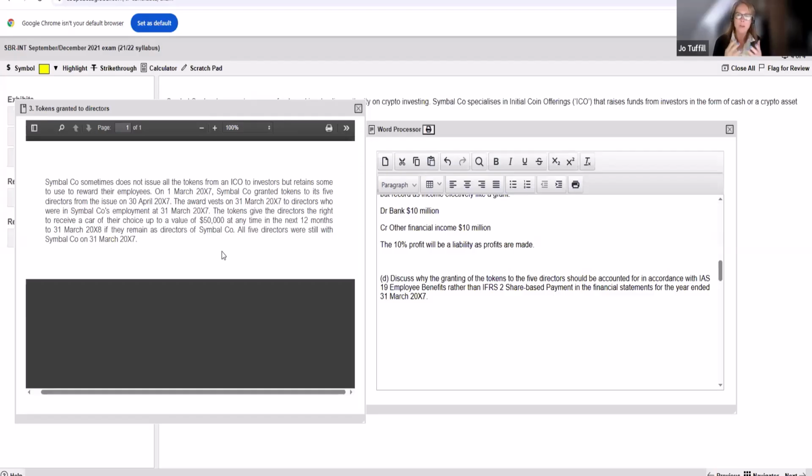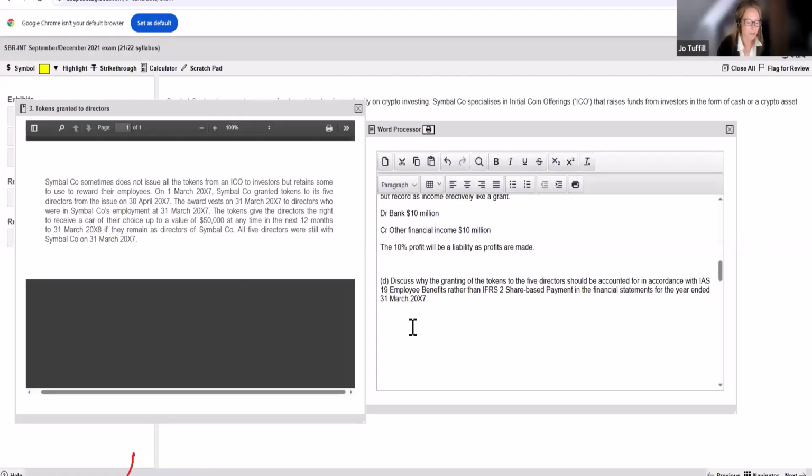And so how do we account for it? Well, we value them based on the fair value of the item that they're getting. And the fair value of the item that they're getting is 50,000. So we base it on the 50,000. And of course, there's 5 directors, so there's 50,000 times 5. So pop in the answer.